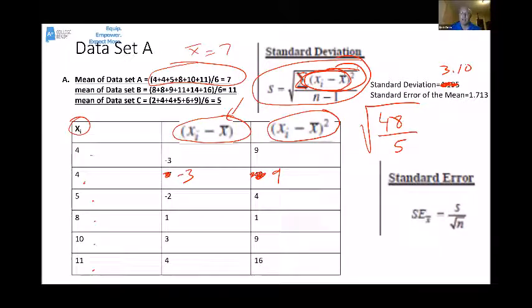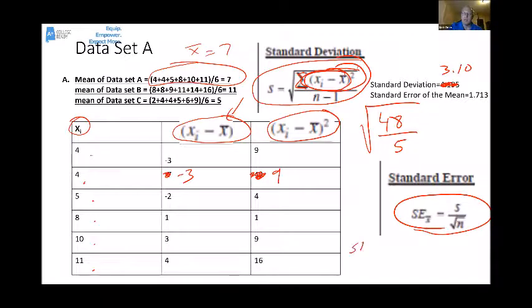And then my standard error of the mean, and we've got that formula down here. Standard error of the mean is equal to the standard deviation, 3.10, divided by the square root of the sample size, which is 6. So 3.1 divided by the square root of 6 to get 1.27. All right, so that's for sample A.